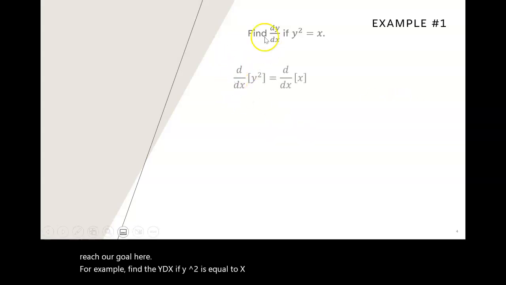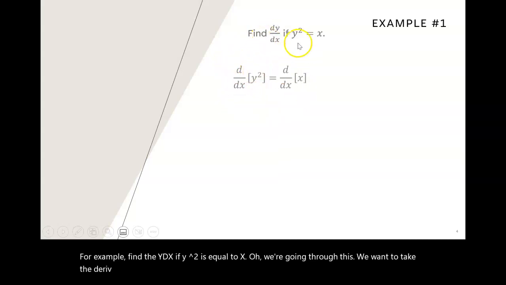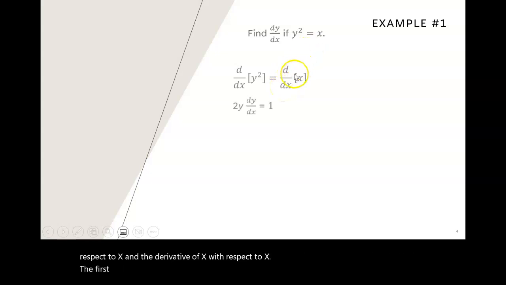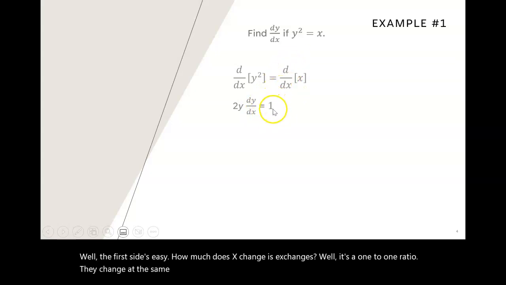So as we're going through this, we want to take the derivative with respect to x of both sides. So we're going to take the derivative of y squared with respect to x and the derivative of x with respect to x. Well, the first side's easy. How much does x change as x changes? Well, it's a 1-to-1 ratio. They change at the same rate, right? So we get a 1 on the right side of the equation here.